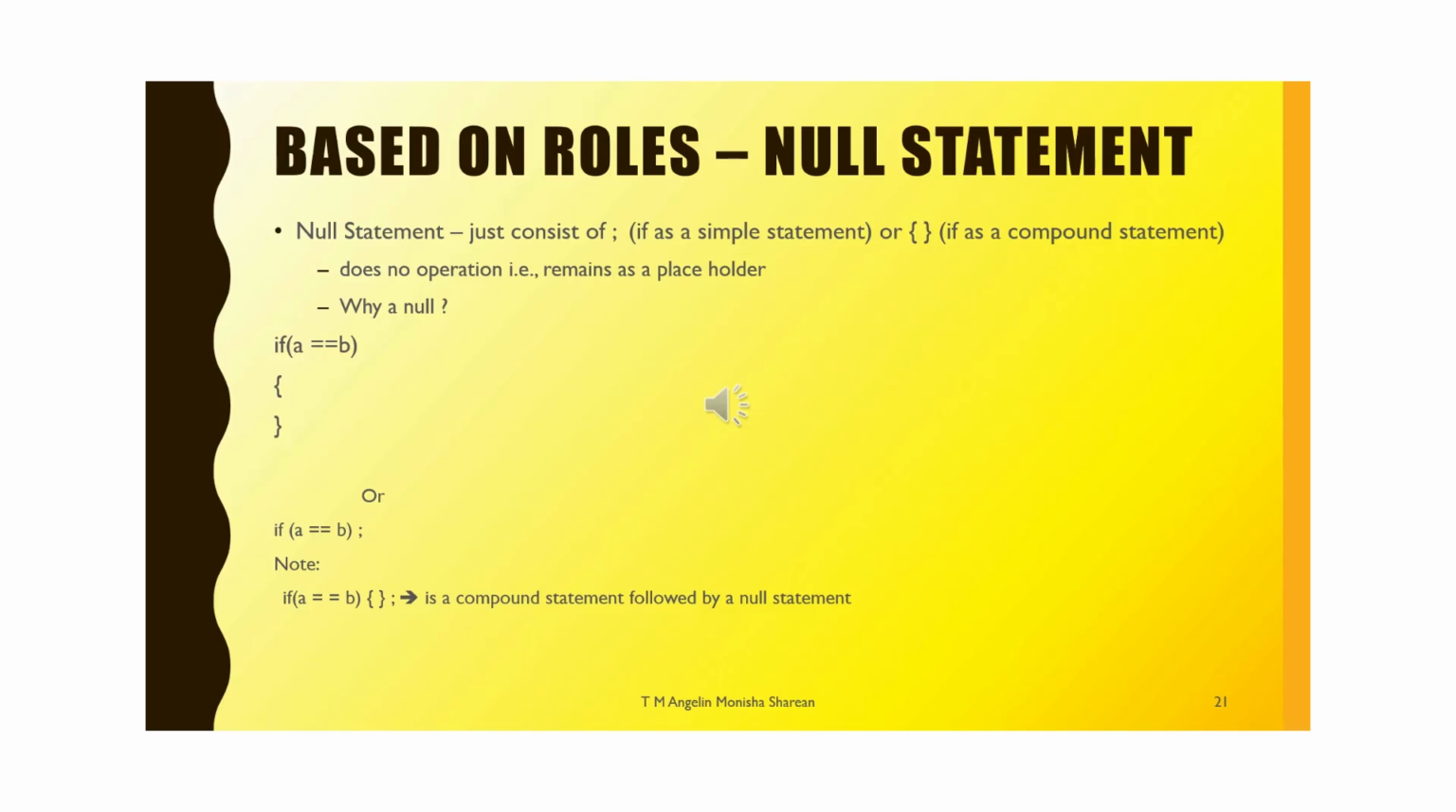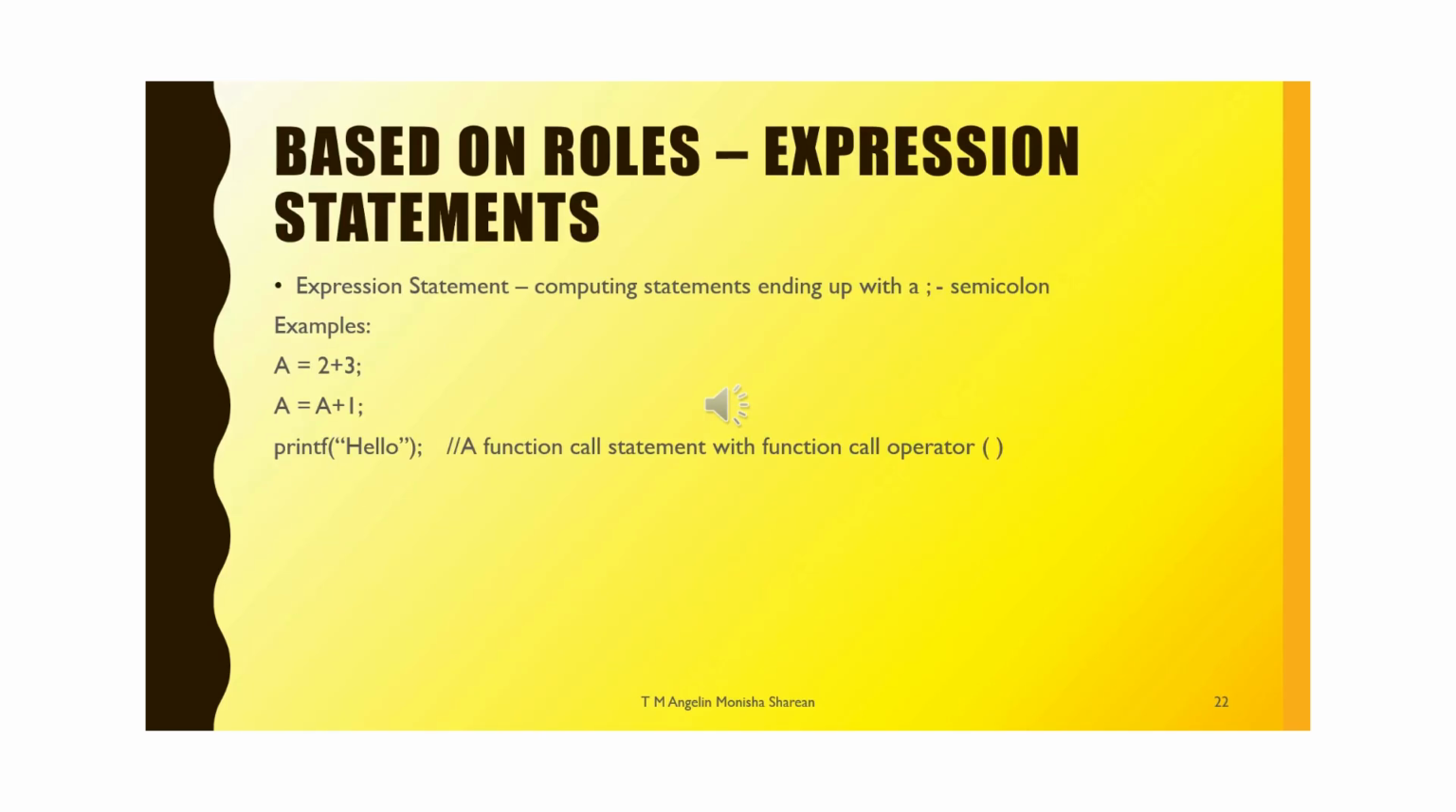So you have to note one thing. In case I am writing the entire statement, if A is equal to B followed by a pair of curly braces and completing by a semicolon, actually it is considered as a compound statement, which is the curly braces, followed by the null statement indicated by the semicolon.